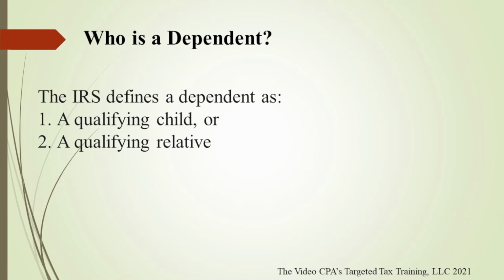All right. So let's look and see what a dependent is as defined by the IRS. The IRS really says, hey, you've got two types of dependents. First, you've got a qualifying child, and then you've got a qualifying relative. So when we look at those two terms, you've got to ask yourself, what is a qualifying child and what constitutes a qualifying relative? So let's look at that in more detail.